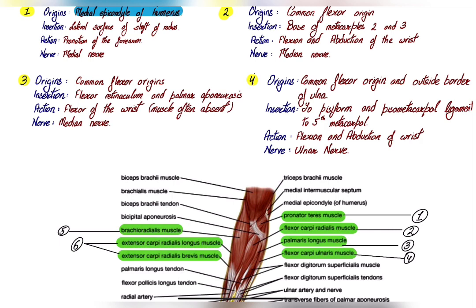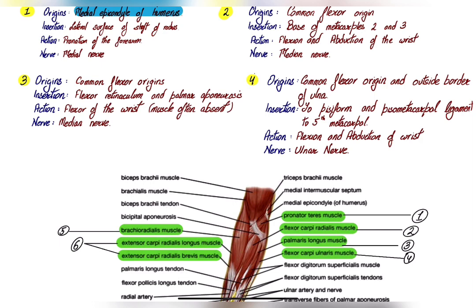Now, the palmaris longus muscle originates from the common flexor origin, but has its insertion in the flexor retinaculum and the palmar aponeurosis. Now, we are going to study about palmar aponeurosis ahead in this video, but the action that it performs is the flexion of the wrist. The muscle is often absent, and the nerve that passes through it is again the median nerve.